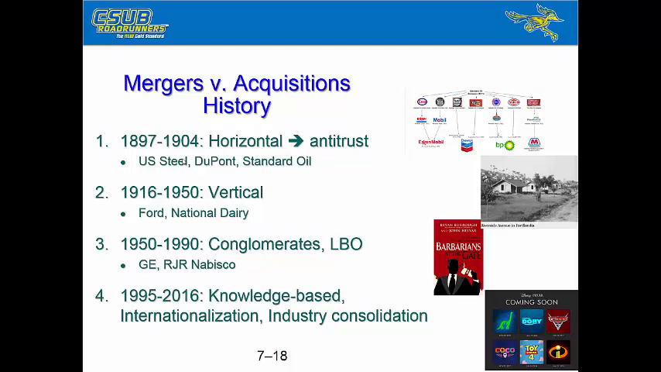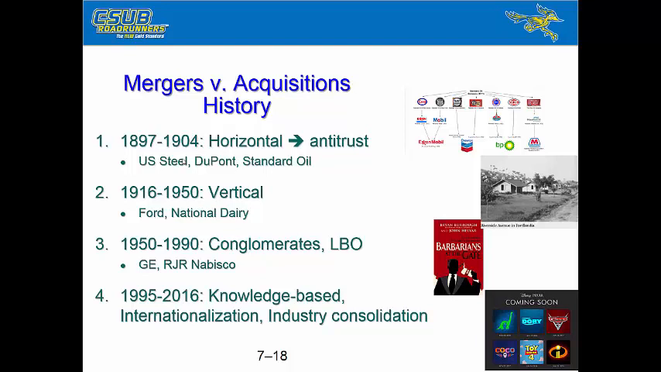And then from the end of the 20th century until now, the trend has been lately towards knowledge-based internationalization or industry consolidation, mergers and acquisitions. So if there's different lines of business that require similar types of knowledge, that's been a trend in business mergers in the last couple of decades.